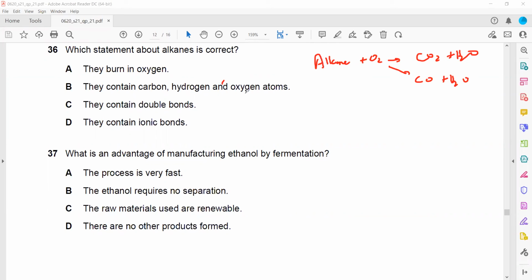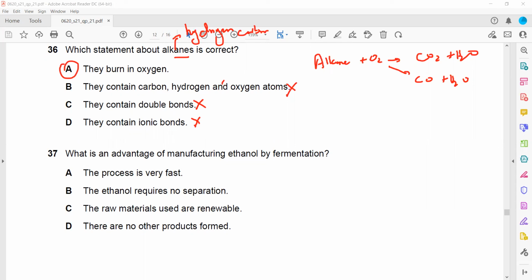They contain carbon, hydrogen, and oxygen. That's wrong, because alkanes are hydrocarbons. Alkanes, alkenes, alkynes are all hydrocarbons, so they contain carbon and hydrogen only. They contain a double bond. That is wrong, because these are alkanes, they have single bonds. They contain ionic bonds. No, they have covalent bonds because the bonds are formed between two non-metals. So A is the right answer.